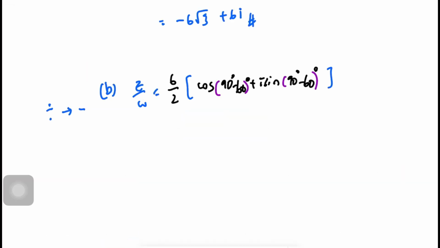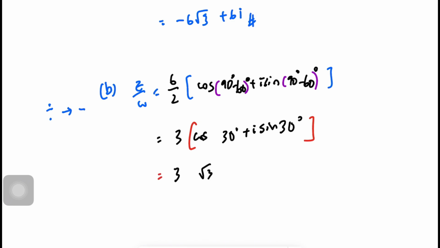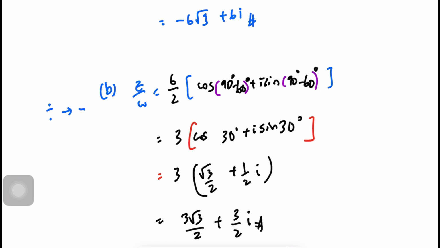So if you solve this, 6 over 2 is 3, and inside here is cos 30 degrees plus i sine 30 degrees. So if you need to leave your answer in polar form, this is it. However, if you want standard form, we need to solve the inside functions. This is √3 over 2 plus 1 over 2i. Therefore, your final answer will be 3√3 over 2 plus 3 over 2i. Therefore, this is your final answer.